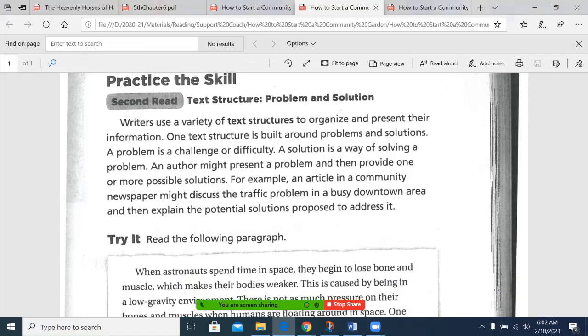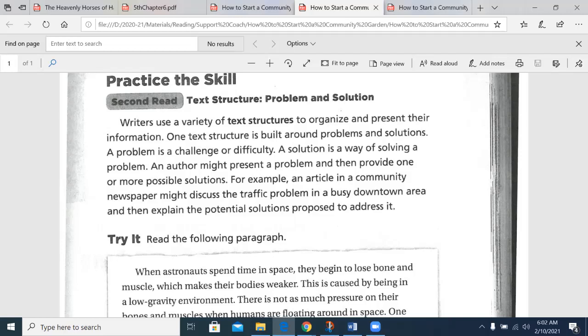Writers use a variety of text structures to organize and present their information. One text structure is built around problems and solutions. A problem is a challenge or difficulty. A solution is a way of solving a problem. An author might present a problem and then provide one or more possible solutions.